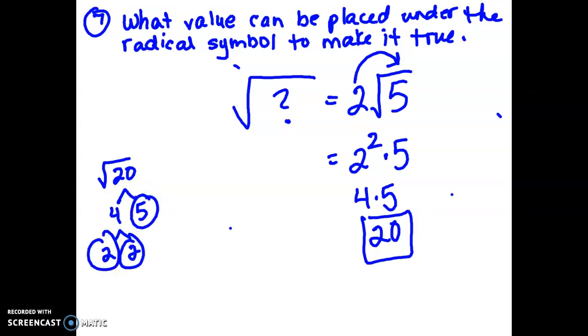So think about it: how many pairs of 2 do I have? 1, that would be on the outside, with 5 left over. So we're kind of going backwards. In order for this number to go back in, because my index is 2, we're just going to square what's on the outside and multiply it by what's on the inside. Now if my index here was a 3, then I would cube it to go back in. That's going to be the example we try on the next one.